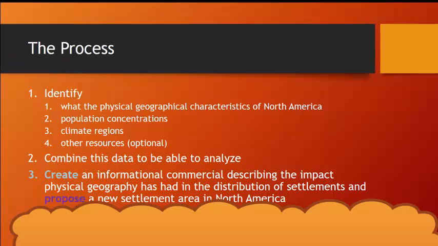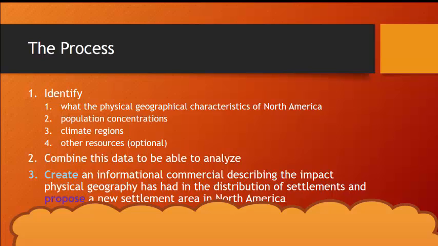So to walk you through the process, the first thing we're going to have the students do is identify the physical characteristics of North America. Then we will look at the population concentrations as well as climate regions throughout this portion of the world. The teacher may also decide to use additional resources, but I will not touch on those at this particular moment. The next step will be to combine this data in a way to create their own geographic information system, or in other words, their GIS.